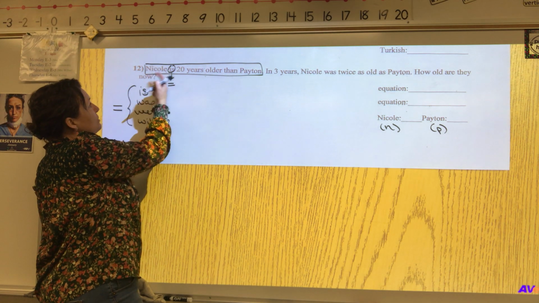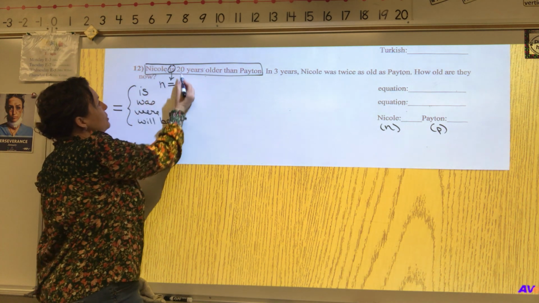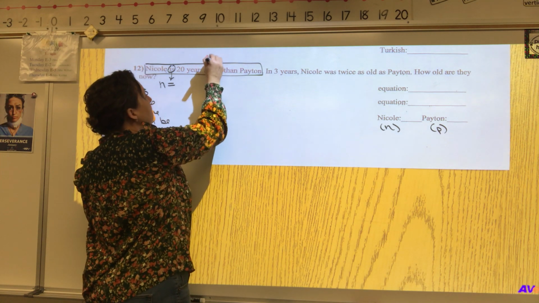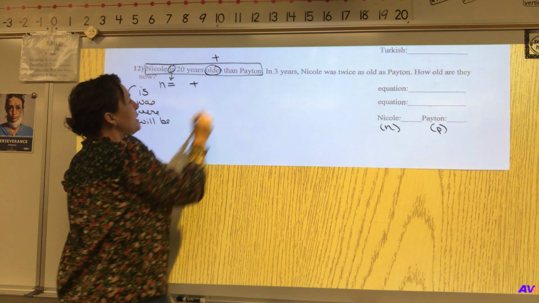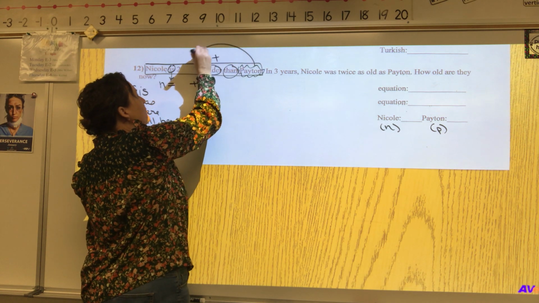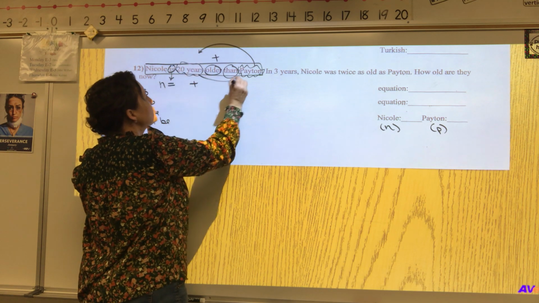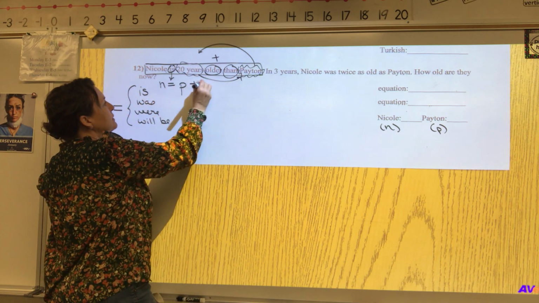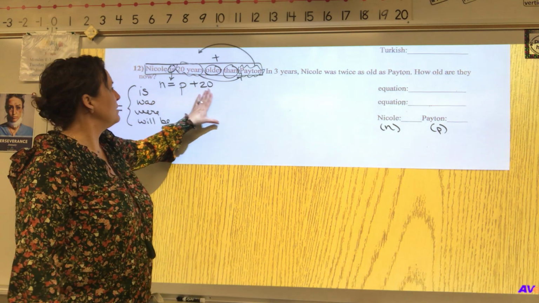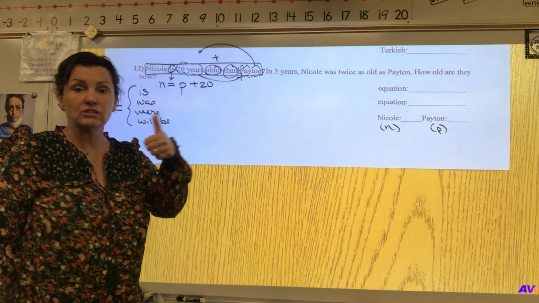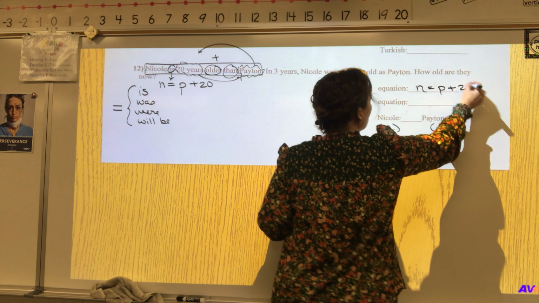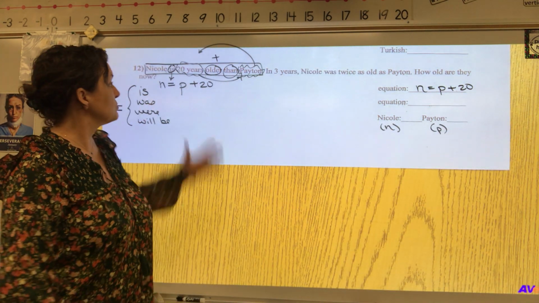So Nicole is to the left of the is, so Nicole, 20 years older than Peyton. Older means plus, so put a plus down here, but than is a flip word. That tells me to put Peyton in the front and 20 in the back. Person first language here. So we have Peyton, add 20. So congratulations, that's your first setup. That's worth 2.5 points. The whole setup is worth 5 points. So second sentence.